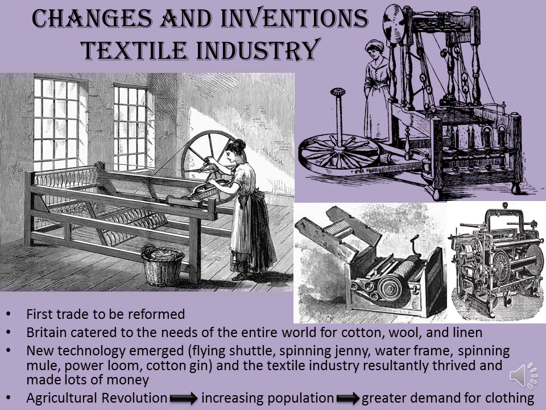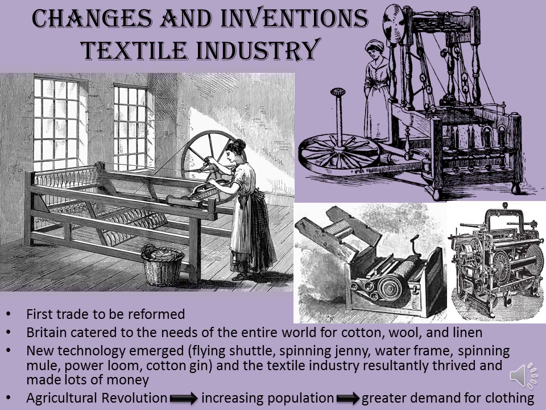Britain catered to the needs of the entire world for cotton, wool, and linen. The agricultural revolution caused a larger food supply and thriving society, as there were superior living circumstances. This brought about a larger population and, in turn, a greater demand for clothing. During the Industrial Revolution, the textile industry was the first trade to be reformed.